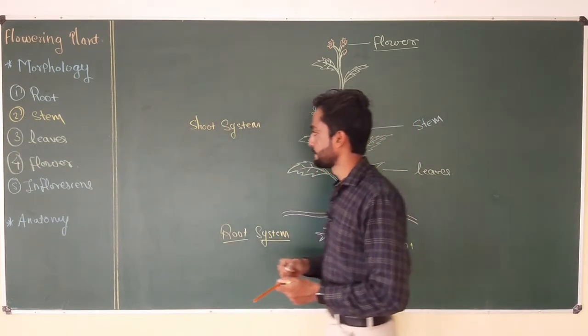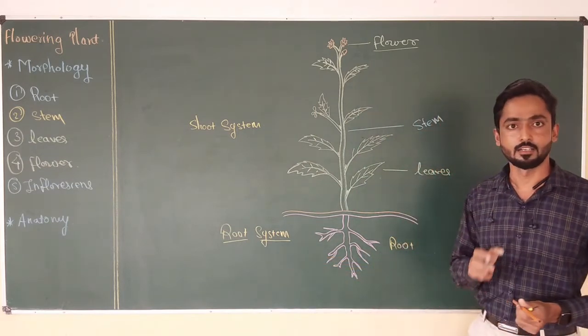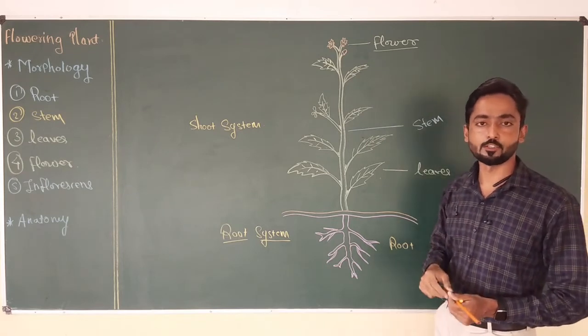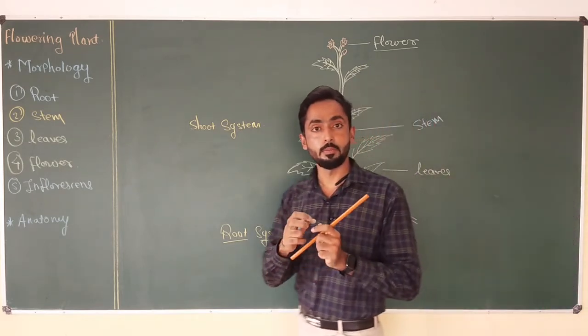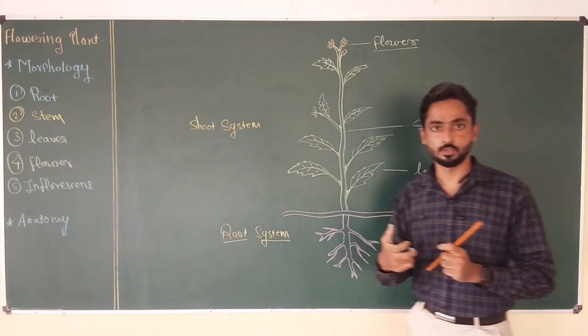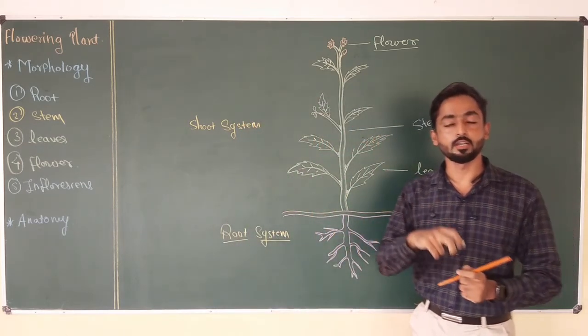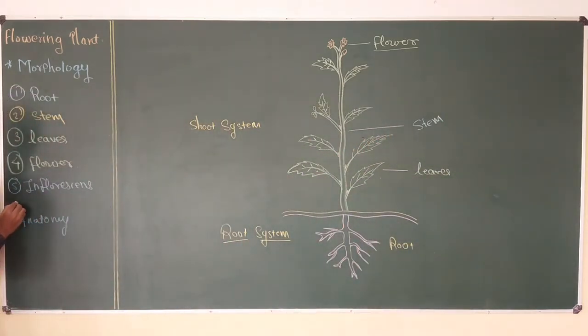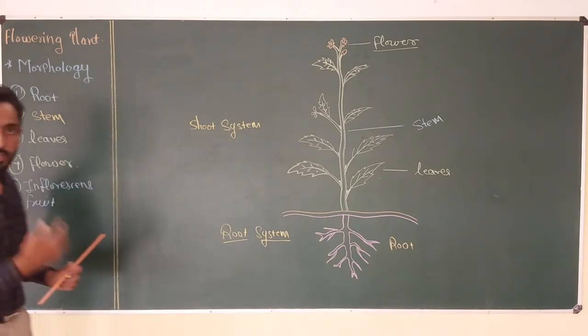The next part after inflorescence is fruit. We know that when fertilization occurs in the flower of an angiospermic plant, the ovary becomes enlarged, the ovary becomes developed, and after development, the ovary converts into the fruit. So the next part of this series is fruit. Okay, so after fertilization in an angiospermic plant, the ovary develops into the fruit.